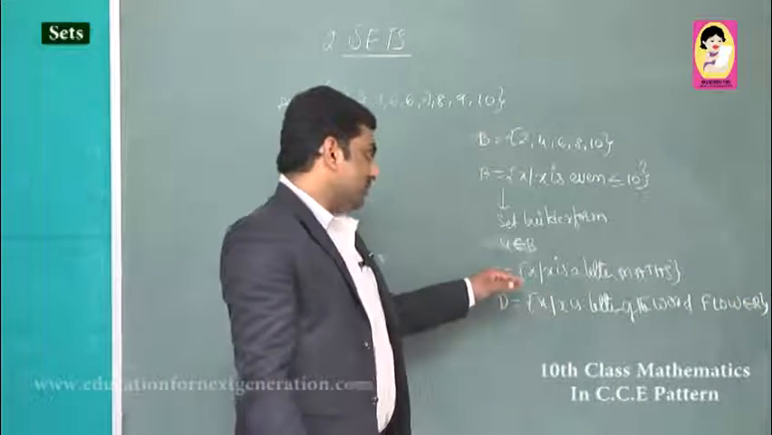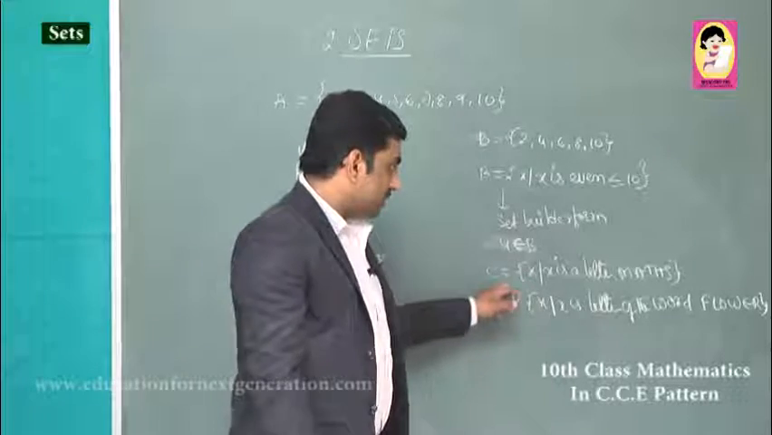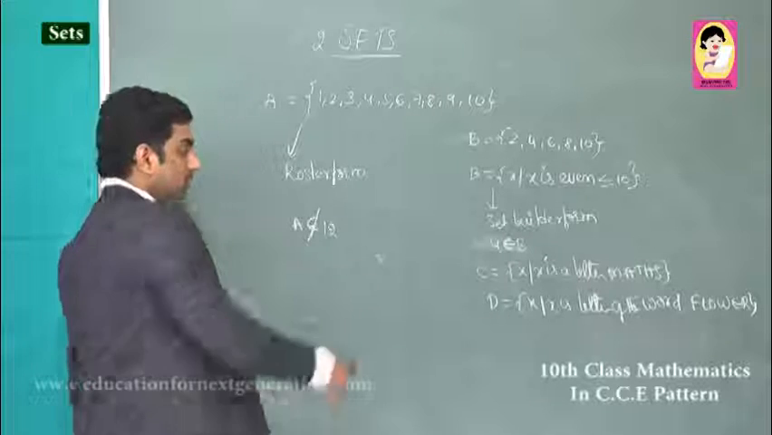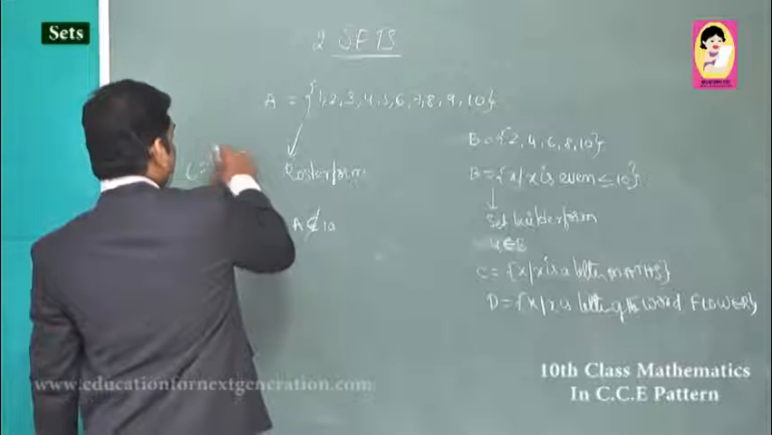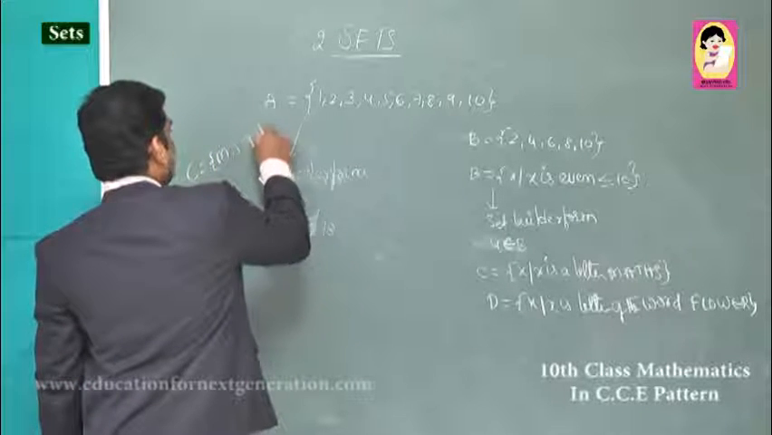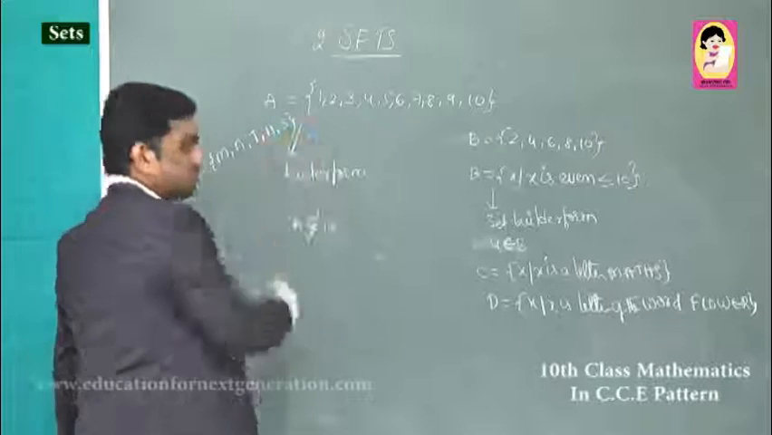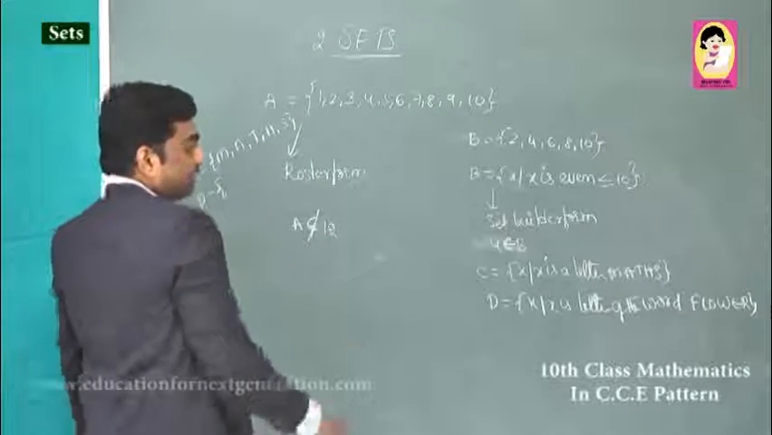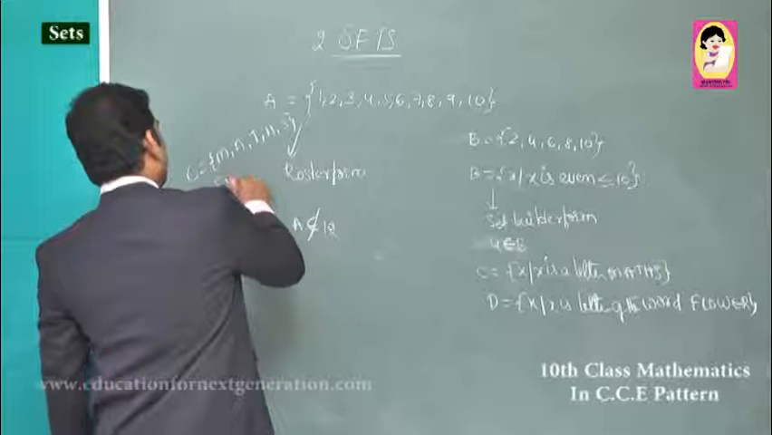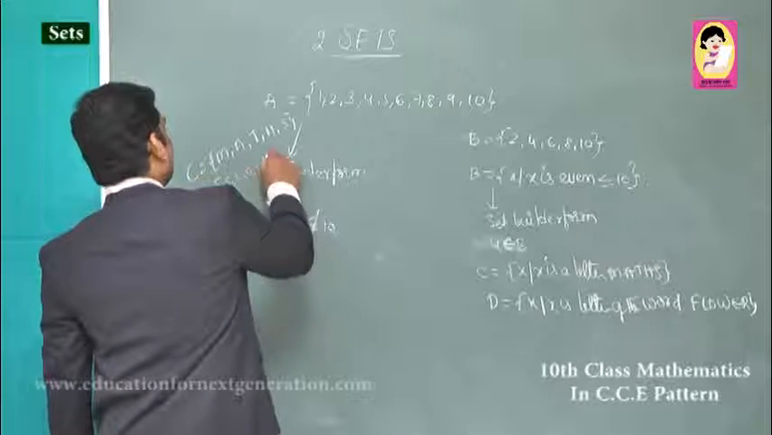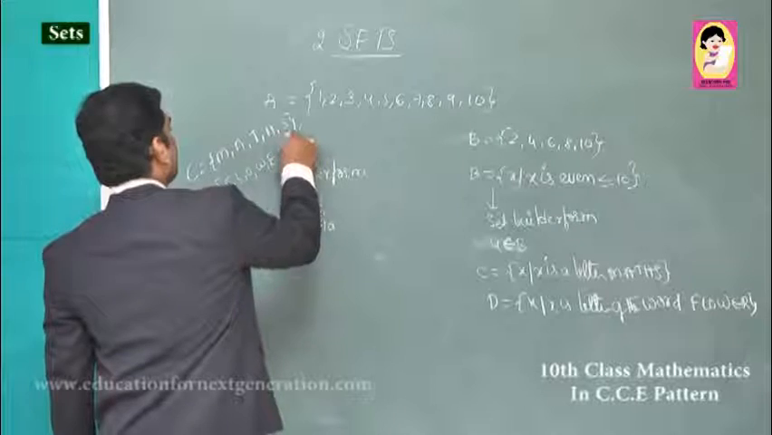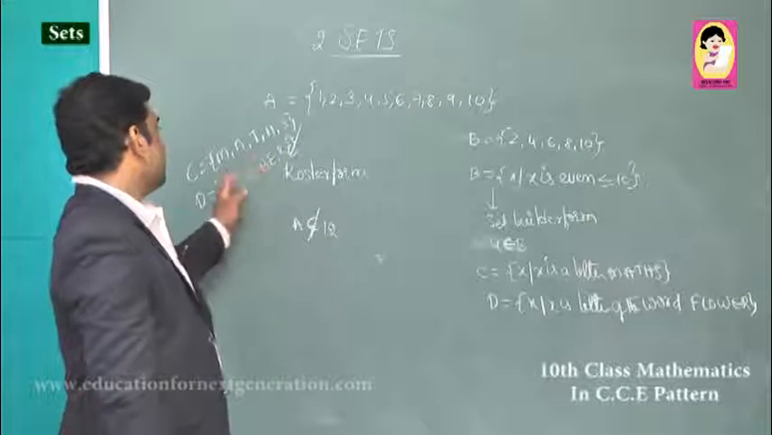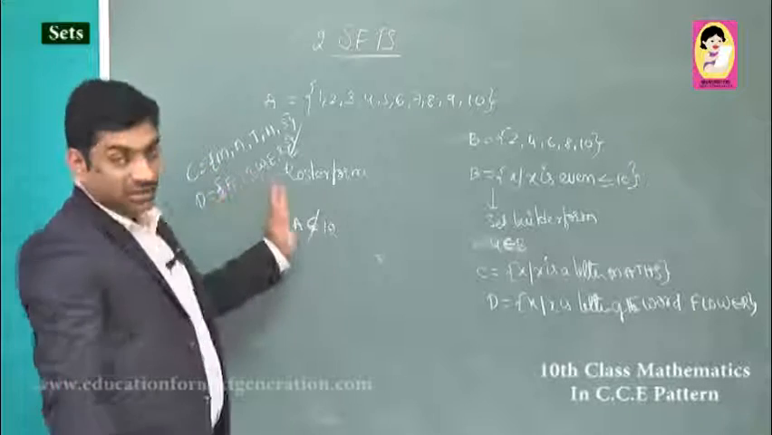Then what is the roster form? What is the roster form for this C? If we write the same maths in roster form, what do we get? C is equal to M, A, T, H, S. And next, D is equal to X such that X is a letter of the word flower: F, L, O, W, E, R, S. That's all.